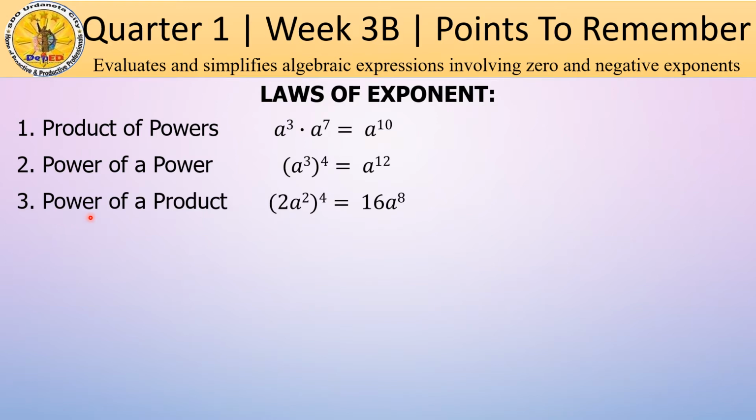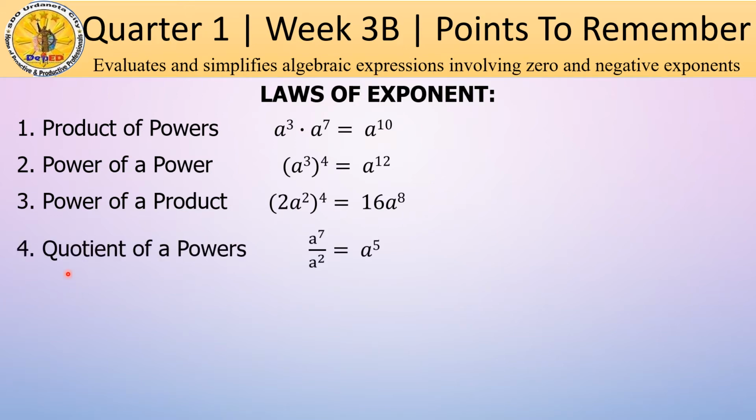Next, we have power of a product. Quantity 2a raised to the second power raised to the fourth power. So, in here, we are going to multiply 2 four times. So 2 times 2 is 4, times 2 is 8, times 2 we have 16. Then copy the base, which is a. 2 times 4 is equal to 8. So our final answer, 16a raised to the 8th power.